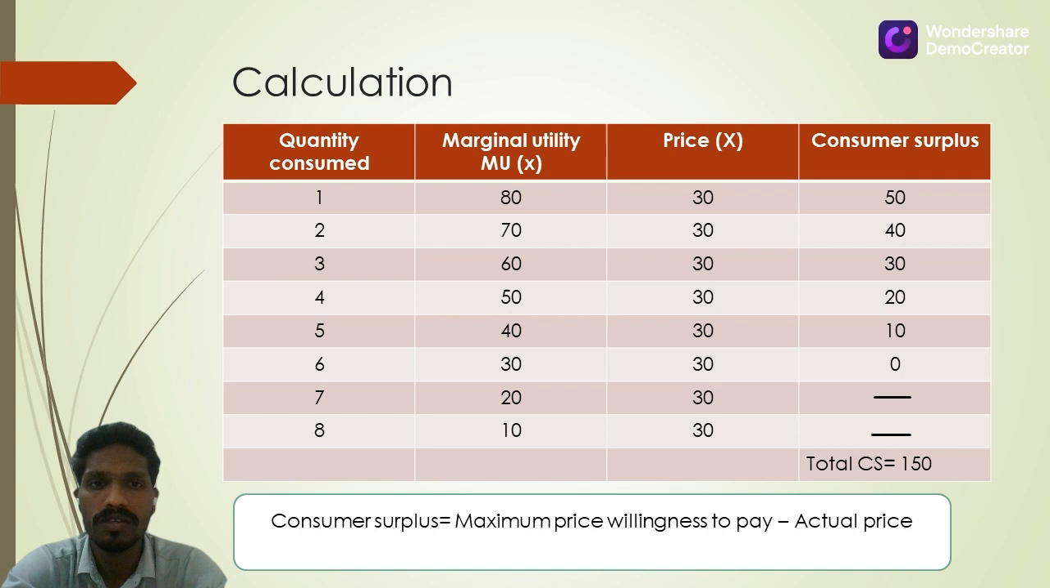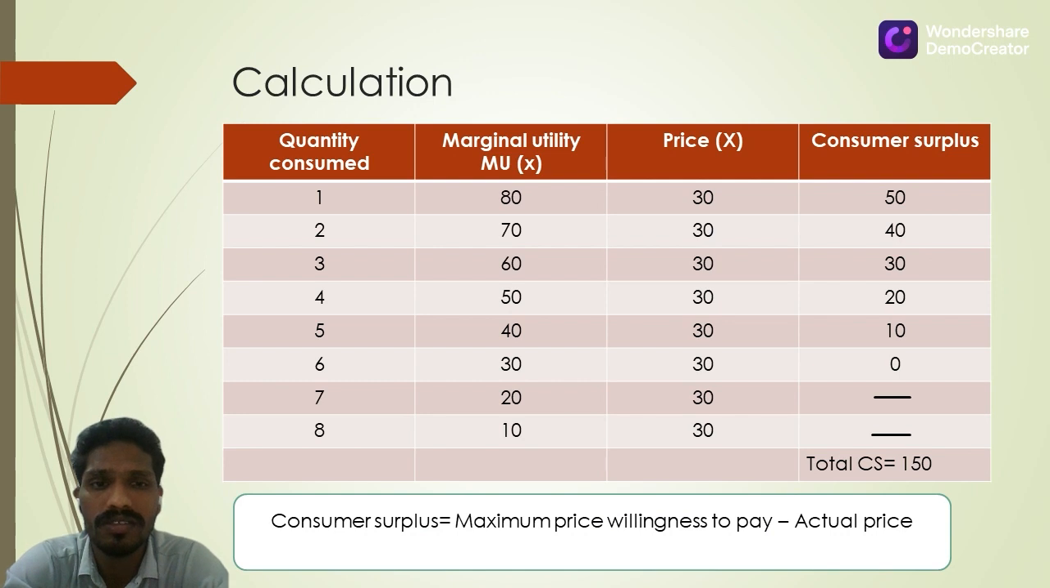And when the marginal utility decreases further at the consumption of the seventh and eighth units, there will be no consumer surplus, because consumer surplus has already reached its lowest level, that is 0. If we take the sum of all the levels of consumer surplus, that would be 150. So in the end, the consumer should stop consumption at the sixth unit.